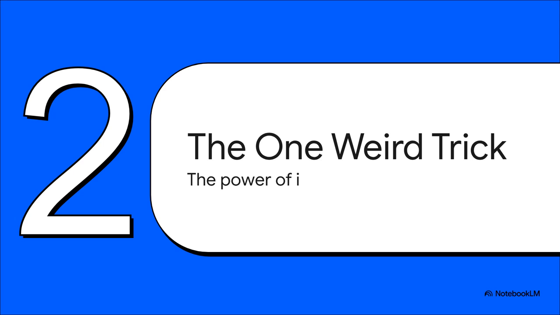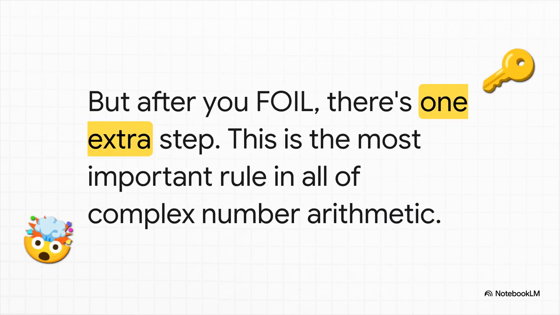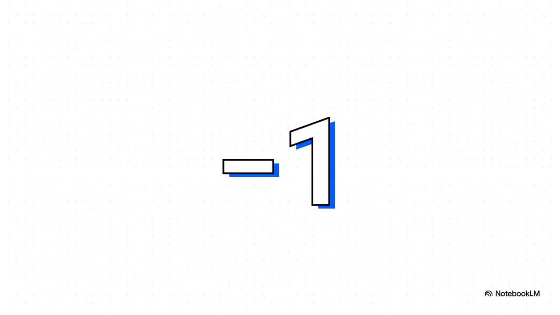And this is the trick that gives complex numbers their real power. We're going to start with an old friend from algebra class, the FOIL method. Yep, to multiply these things, you just multiply the firsts, the outers, the inners, and the lasts, just like you would with any other binomial. But after you FOIL, there's one extra step. It's one new rule, and honestly, it's the most important rule in the entire game of complex number math. This is it. This is the whole secret. Whenever you see i squared, you just replace it with the number -1. This is the key that lets you turn the imaginary back into something real.